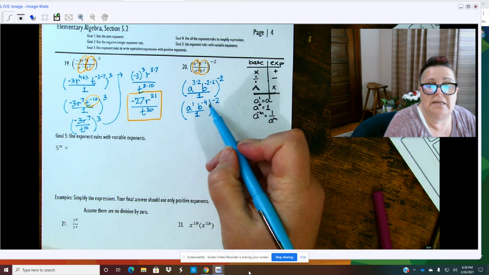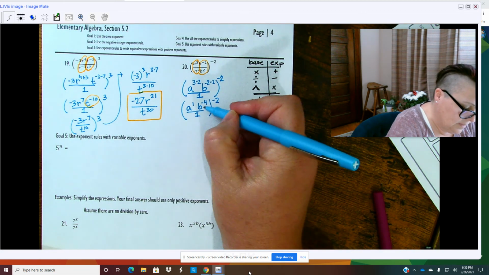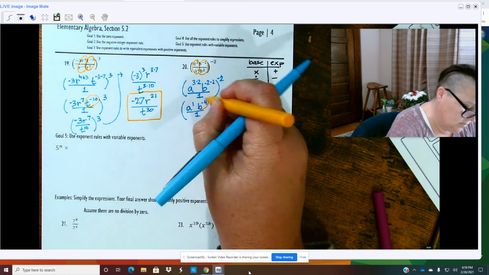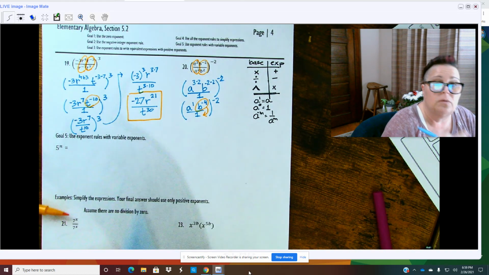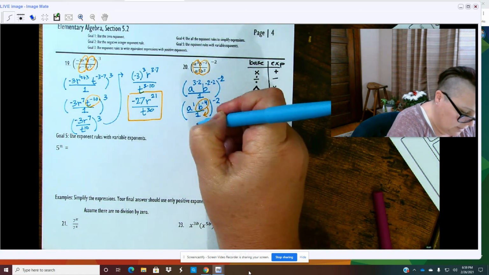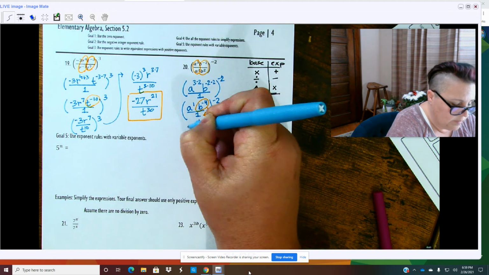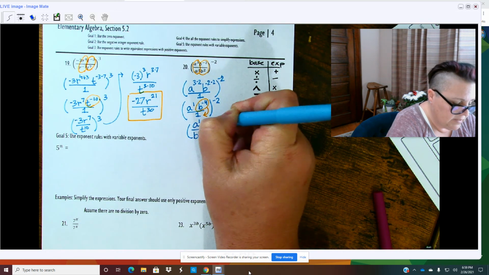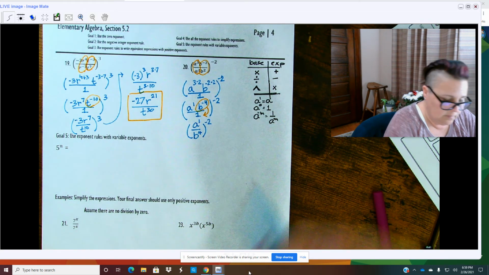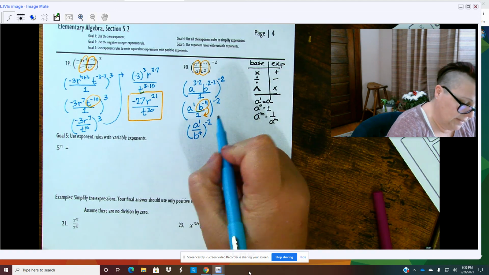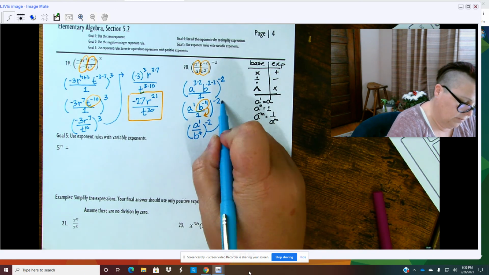I do have a b to the -4th inside. That should get kicked down to the denominator. And once I move it to the denominator, a to the 1st over b to the 4th, it will be positive, but I'm still taking all of this to the -2nd. Power to a power means I can multiply.